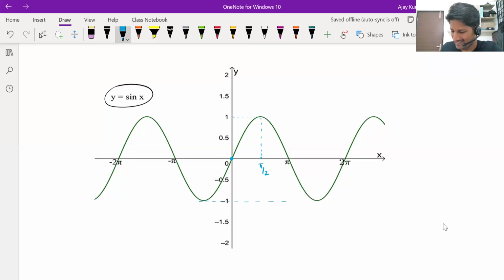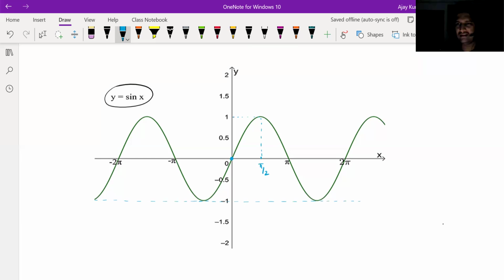Minus 2 pi. 2 pi, those are all angles. Oh, minus 1. Yes. Yeah, okay. The minimum value of the sine function for any angle.